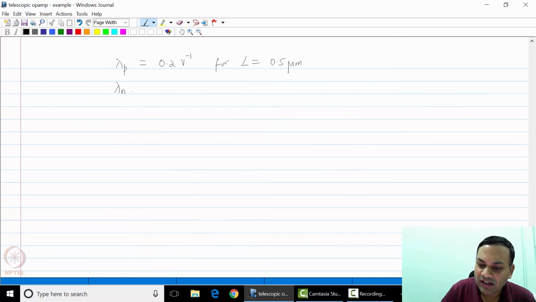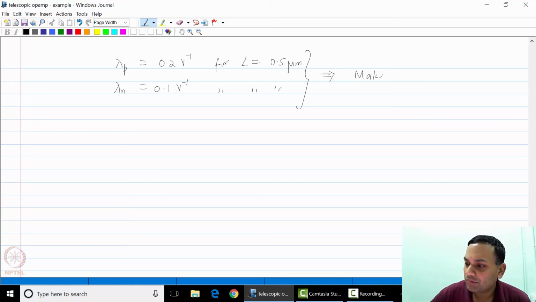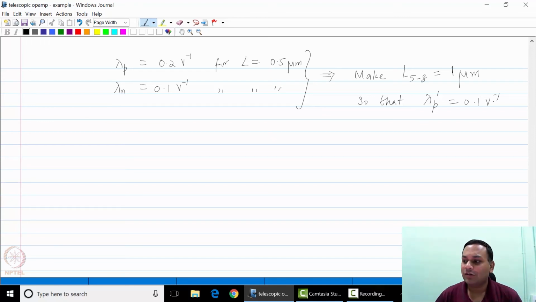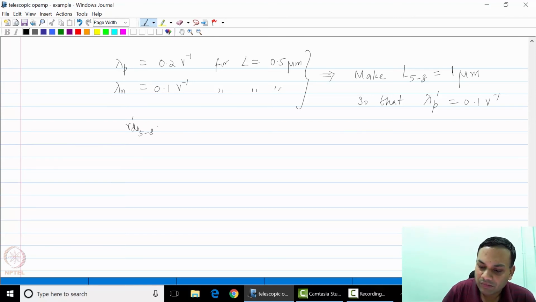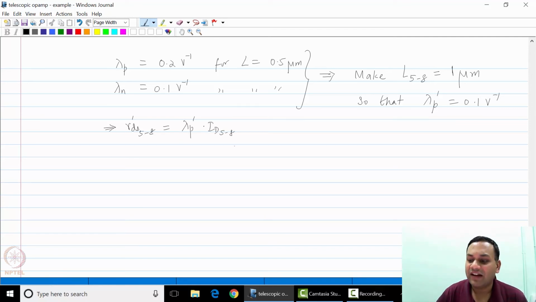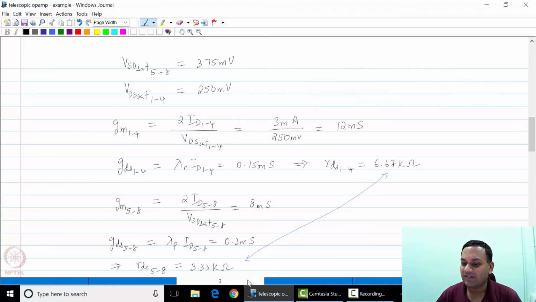Since we know that lambda n is 0.1 volt inverse, this tells us to make the length of the PMOS transistors equal to 1 micron, so that the new lambda, I'll call that lambda prime, is 0.1 volt inverse. Once you set the length of the PMOS transistors 5 to 8 to be 1 micron, the lambdas will be 0.1 volt inverse, and we can calculate the new RDS prime for 5 to 8, which will be equal to lambda p prime times ID 5 to 8, and this will also be equal to 6.67 kilo ohms.